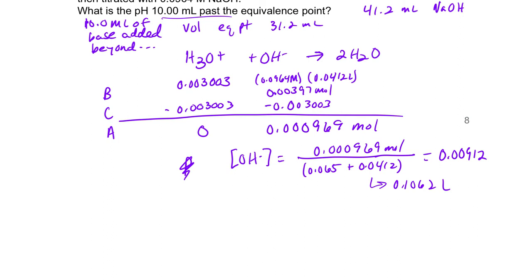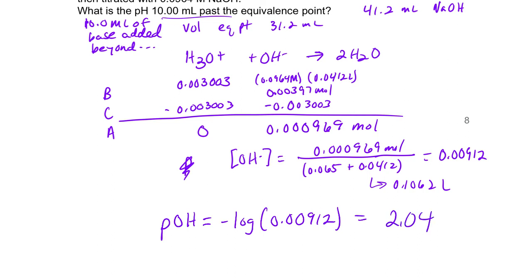Everyone okay with that? So we can calculate pOH equals minus the log of 0.00912. We'll get 2.04. So pH is 14 minus that, 11.96. Which is great. We've got a base, right? We should be very basic at this point. Questions on that?